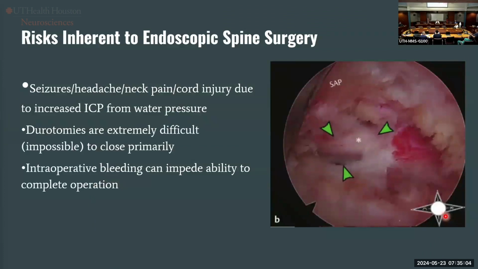So there are risks inherent to this type of surgical procedure. The water pressure can actually increase ICP enough to cause headaches for sure, nerve palsies at the root level, but even seizures have been reported. If you get a durotomy, they are extraordinarily difficult to repair. There are some techniques that have been published, but they're pretty wonky. So you're very reliant on that small incision to act more like a lumbar puncture than anything else. And then if you have an intraoperative bleeder that you can't control, it can force you to go to an open surgery.